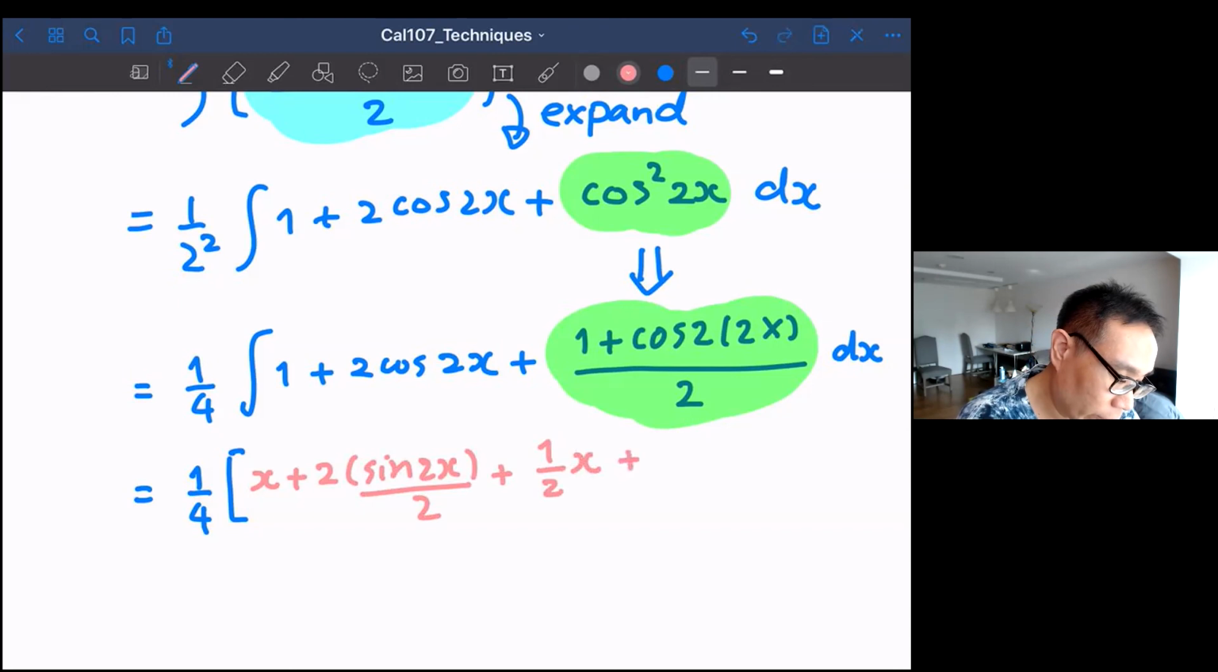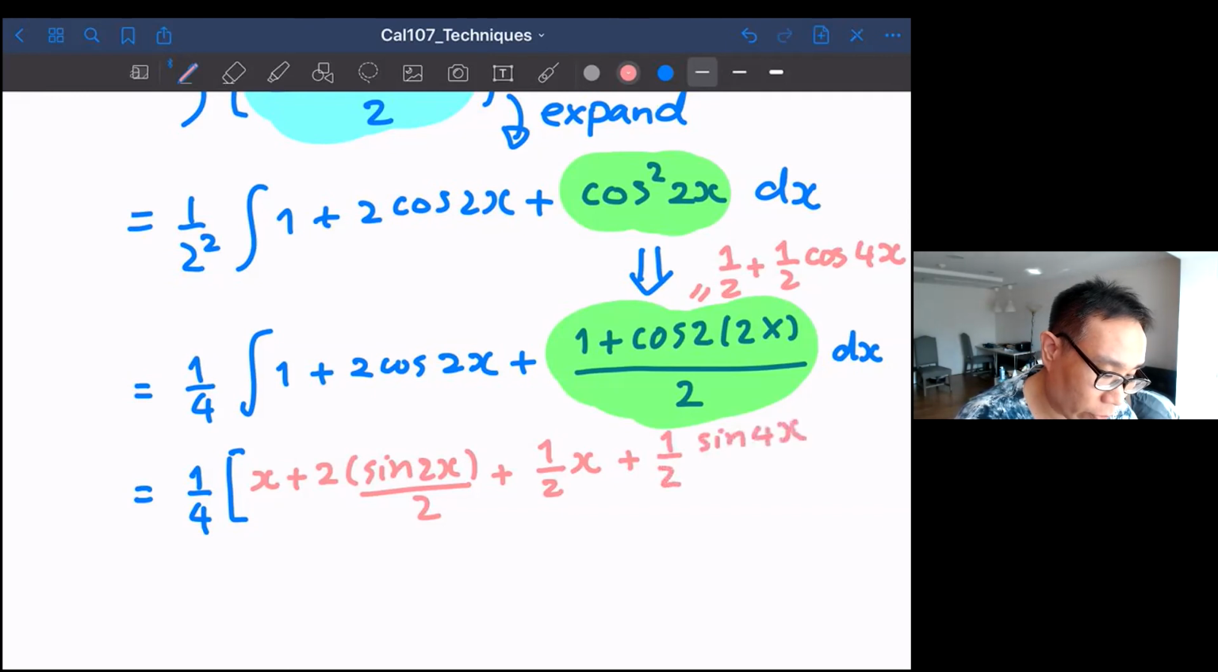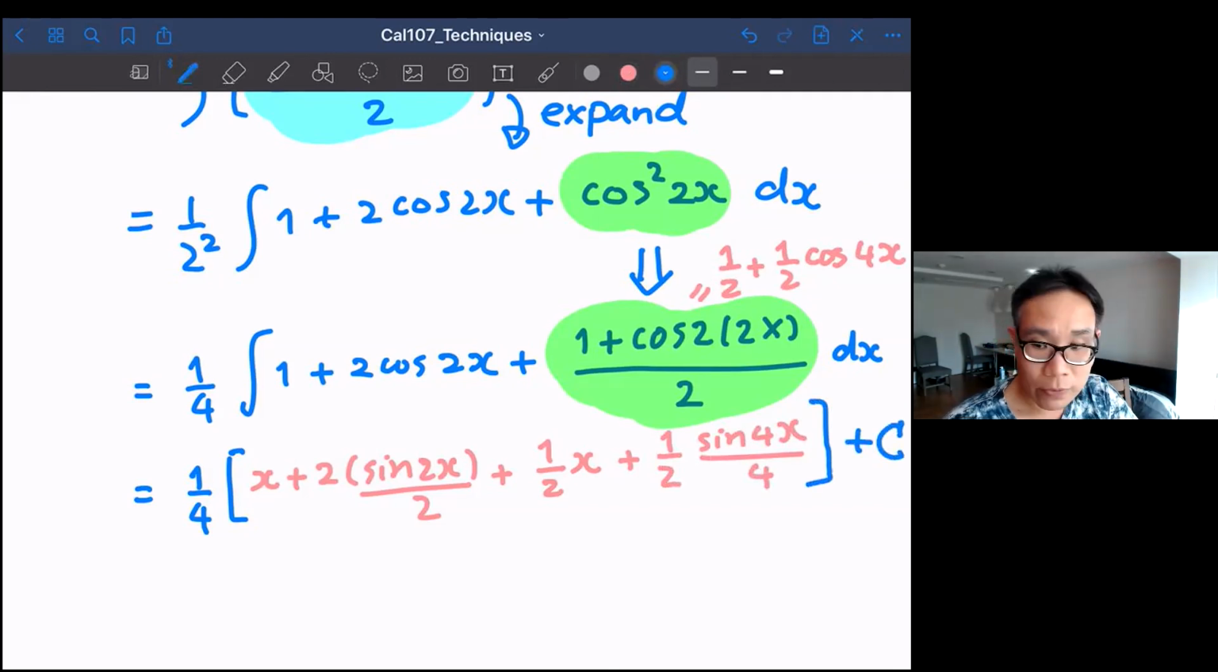And for the next term, let me write down. It's going to be 1/2 plus 1/2 cos 4x. You integrate 1/2, you get 1/2 x. You integrate 1/2 cos 4x, so you get 1/2 outside, and integrate cos, you get sine 4x over 4, and this one you plus c. Okay, so this is how we get this solution.